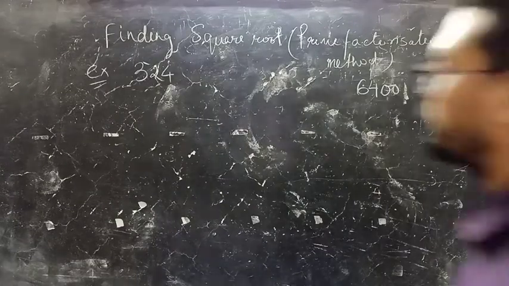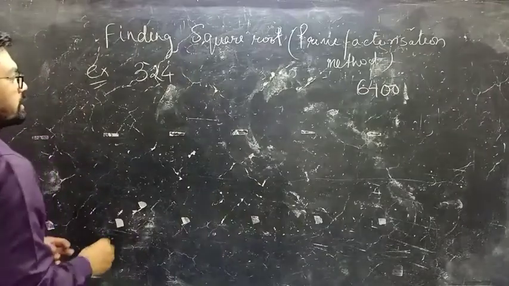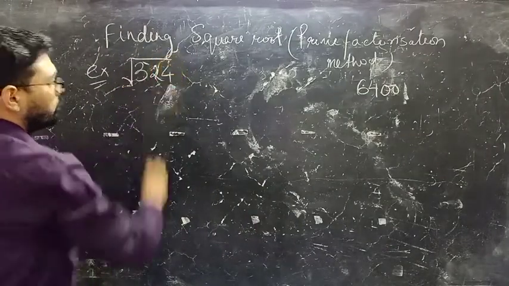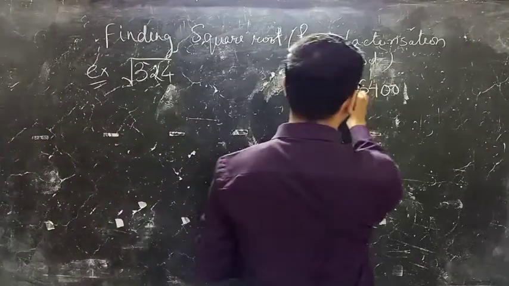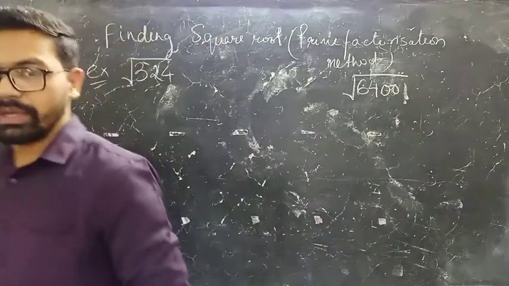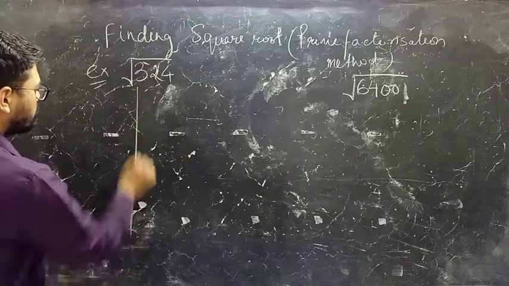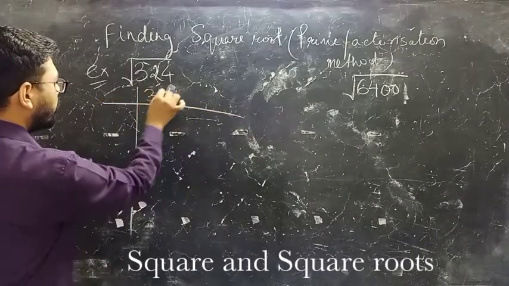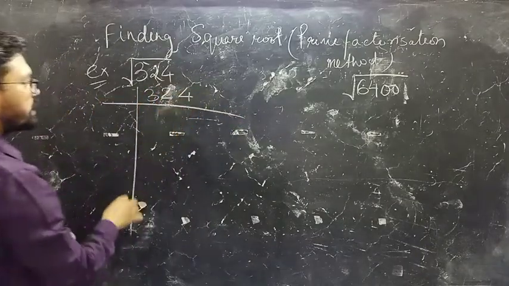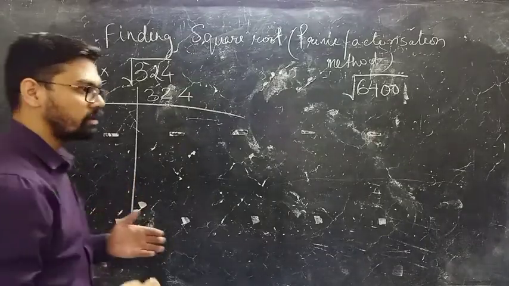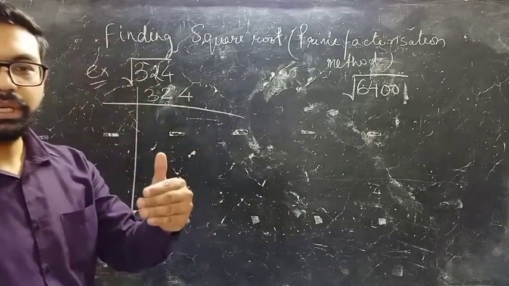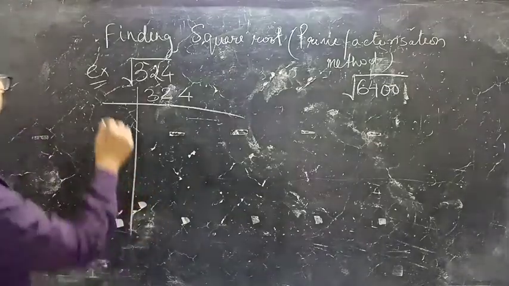Okay, let's see these two examples. Find the square root of 324 and the square root of 6400 using the prime factorization method. So 324 can be written like this. First I start with 2 because 2 is the smallest prime number.